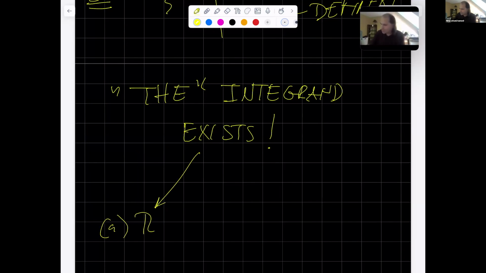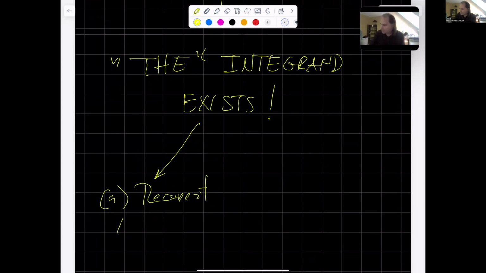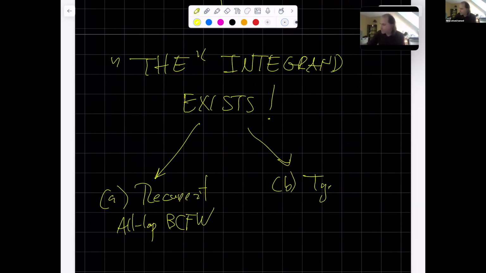A, we can recurse it. So that's what using all-loop BCFW, for example. And that's important both for getting the answer and also for giving a target for the object that we should be able to sort of determine from some underlying geometry. And so B, it's the target for the loop Amplituhedra, which was what we then eventually discovered.